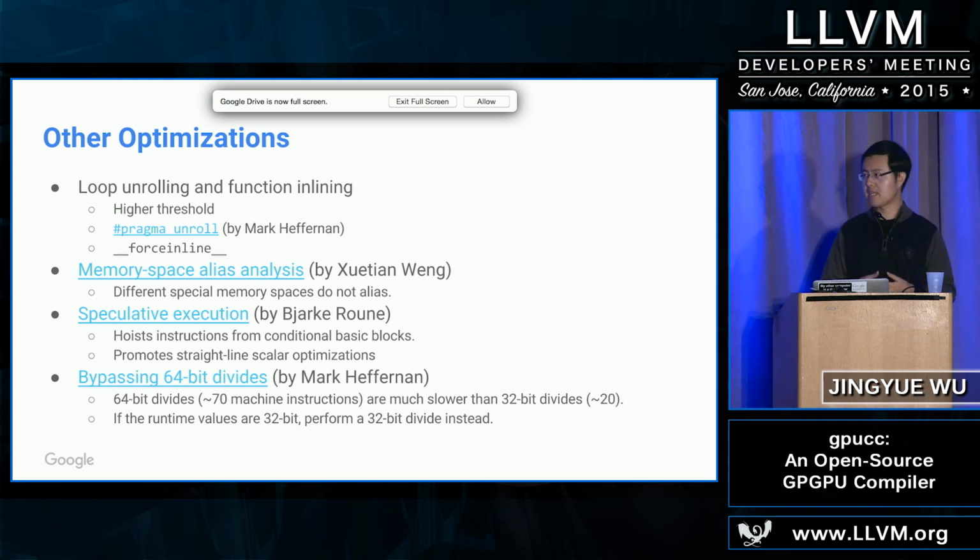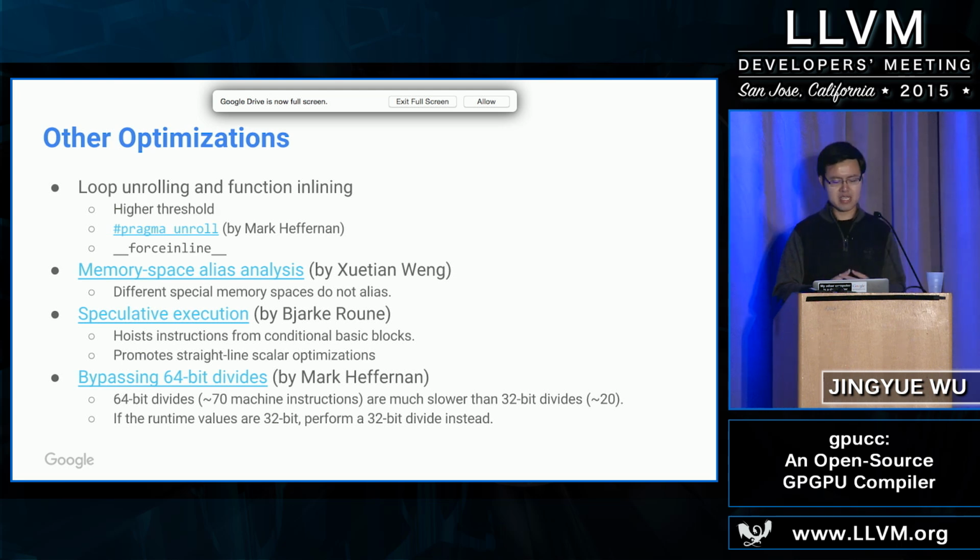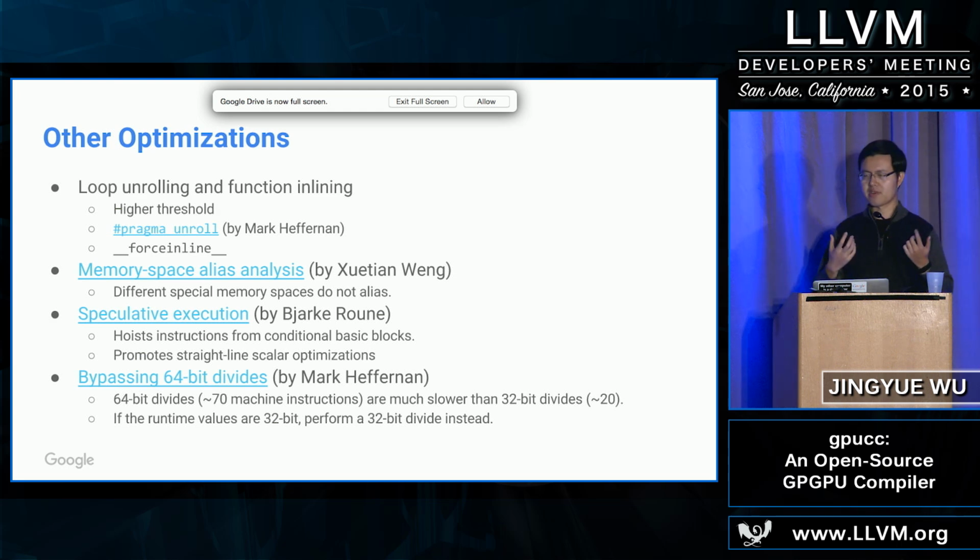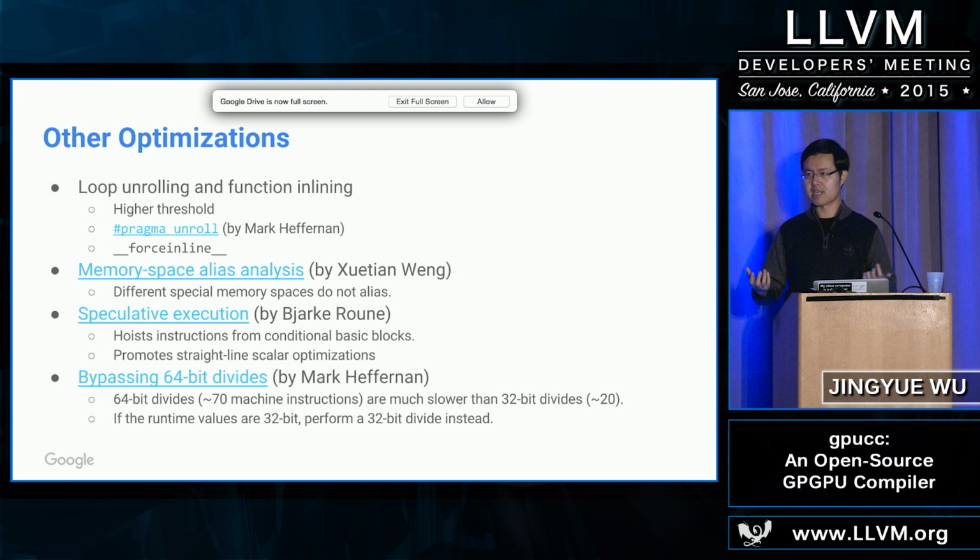It's done by Xue Tian, who used to be my intern. The idea is to treat different special memory spaces, for example, shared and global, as not aliasing. Then alias analysis can be improved. The next one is speculative execution, done by Bjark.